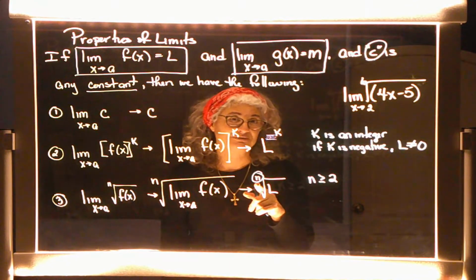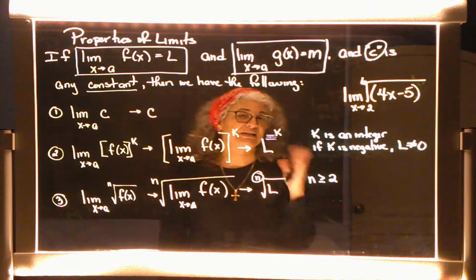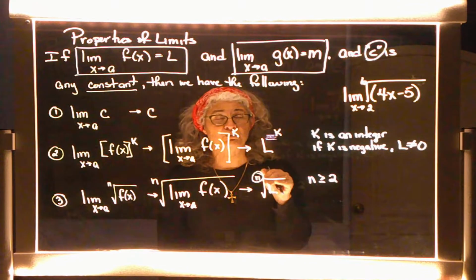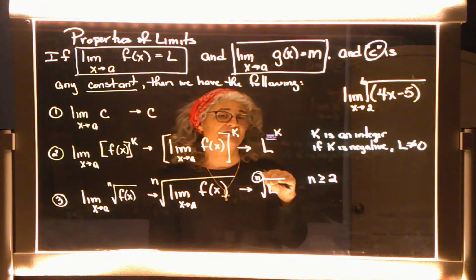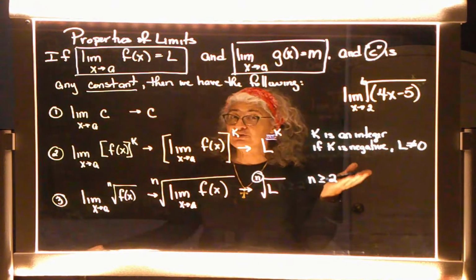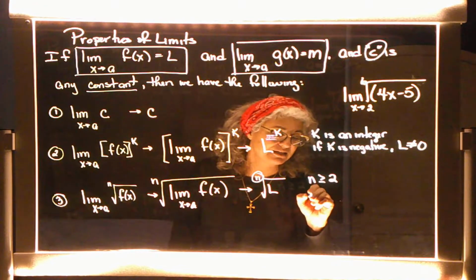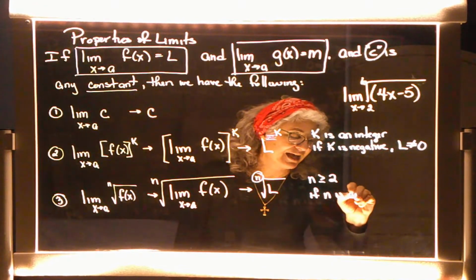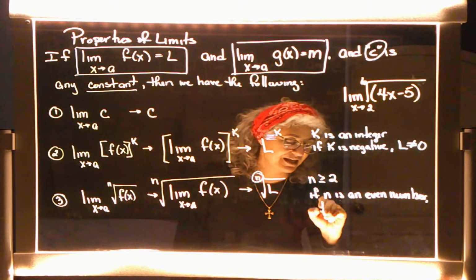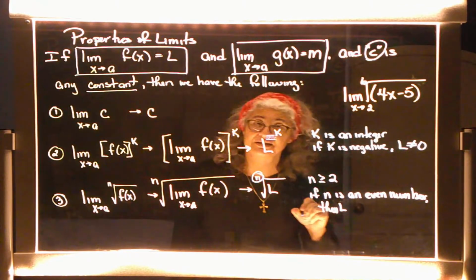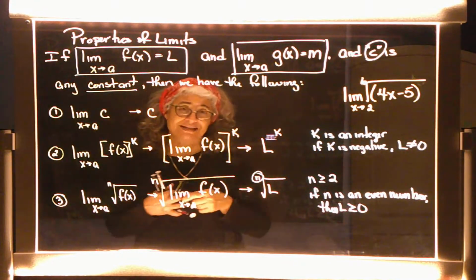is even, right? You can only take an even root of a positive number. I can take the square root of 16, but I can't take the square root of negative 16 and still be in our real world, right? I can take the 4th root of 16, but I can't take the 4th root of a negative 16. I can take the cube root of a negative number, but not the square root or 4th root. So if n is an even number, then L must be greater than or equal to 0.